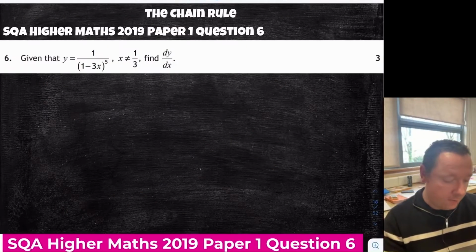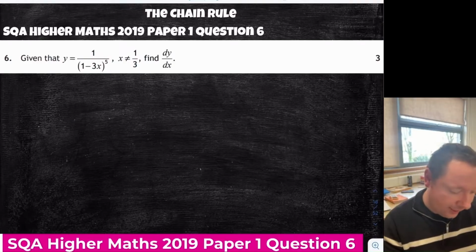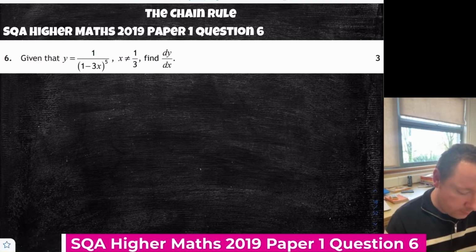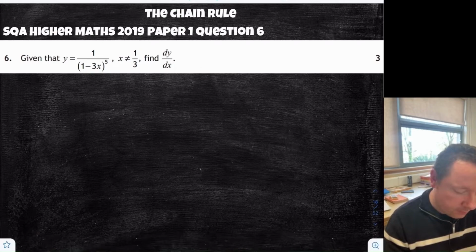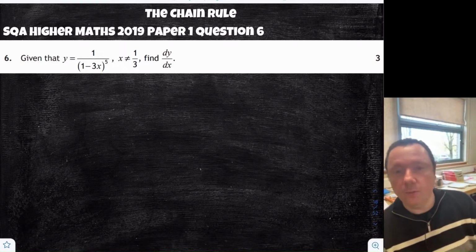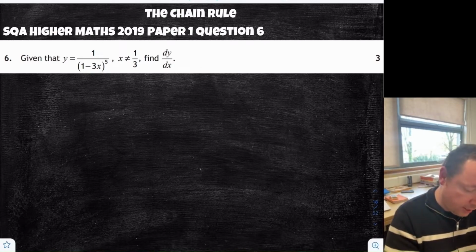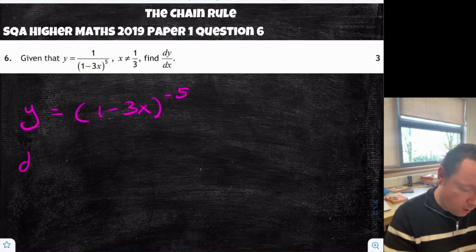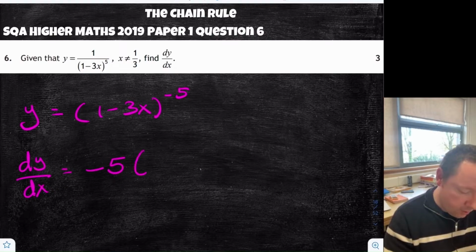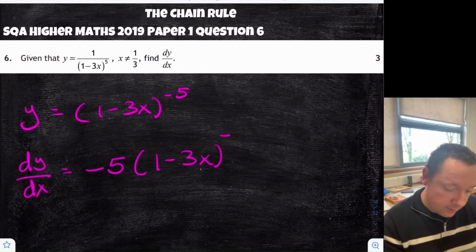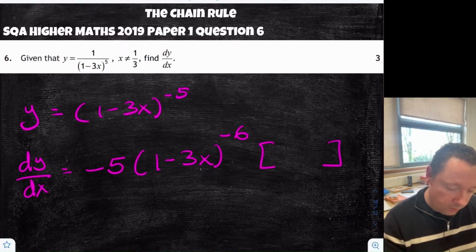Chain rule. SQA Higher Maths 2019, Paper 1, Question 6. Given that y equals 1 over (1 minus 3x) to the half, and x is not a third, find dy by dx. Let's get it ready to differentiate. So y equals (1 minus 3x) to the minus 5. So do dy by dx: minus 5 in the front, (1 minus 3x), take away 1 from the power, so that's minus 6, and then times by whatever's in the bracket differentiated, which is minus 3.